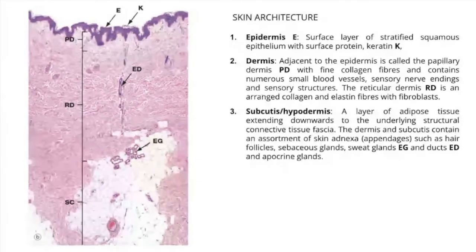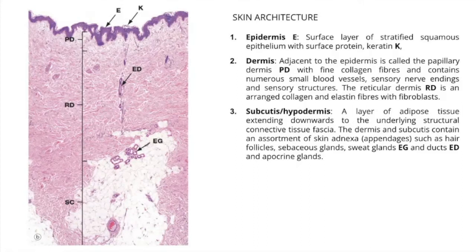protein. So for the dermis, it is adjacent to the epidermis. So the PD is actually the first layer of the dermis. The RD is the second layer of the dermis architecture. The PD contains fine collagen fibers and numerous blood vessels. And the RD is arranged in collagen and also elastin fiber. You can see here, there's a whitish color, irregularly shaped collagen accumulation.